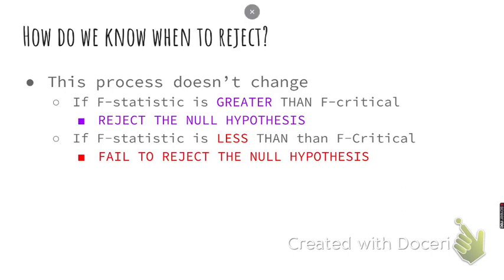Okay, how do we know if we reject or fail to reject the null hypothesis? It is the exact same thing we've always done. The good thing is we're not going to have the table. They're always going to provide F critical for you. If the F statistic is greater than F critical, then it would be in the critical region. Therefore, we reject the null hypothesis. If the F statistic is less than the F critical, then you would not be in the critical region. Therefore, we would fail to reject the null hypothesis.